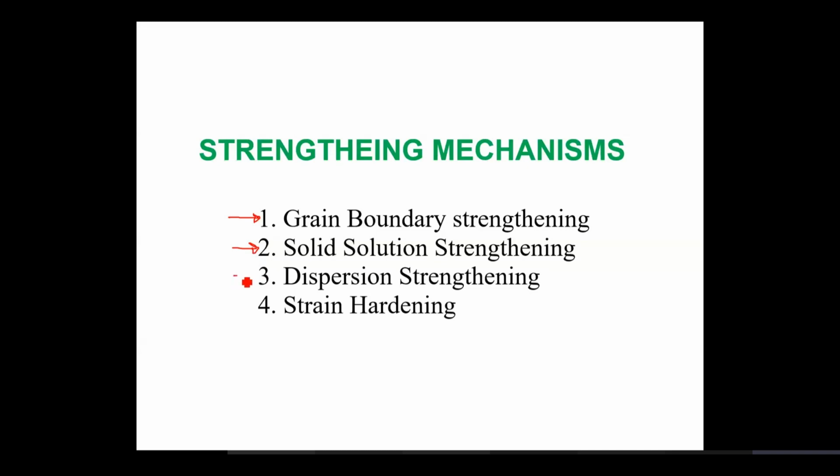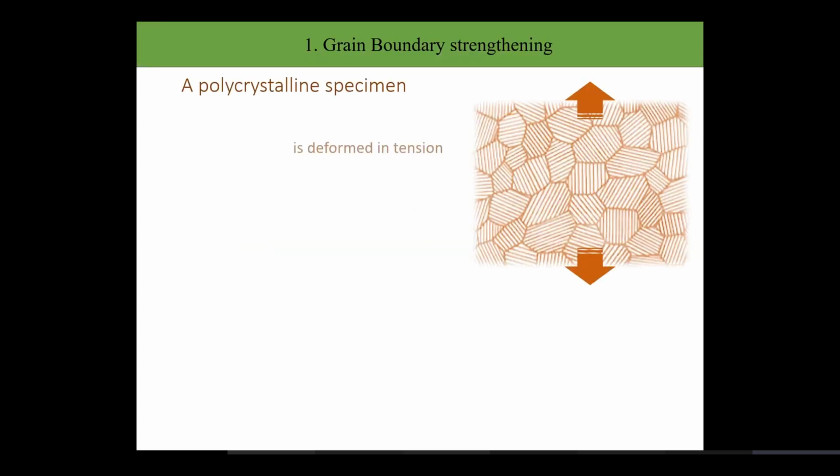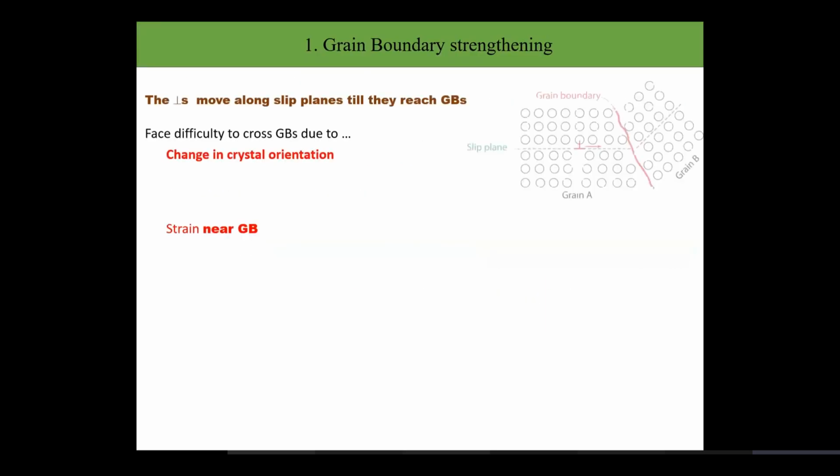Similarly, in dispersion strengthening, we looked into the effect of dislocation pinning due to the hard particles or precipitates within the material, and the formation of dislocation loops, which ultimately creates back stress, thereby increasing the strength of the material. So the fourth mechanism that we'll be looking at today is strain hardening.